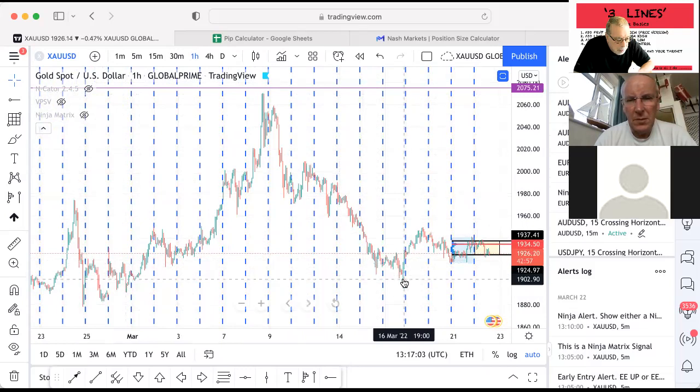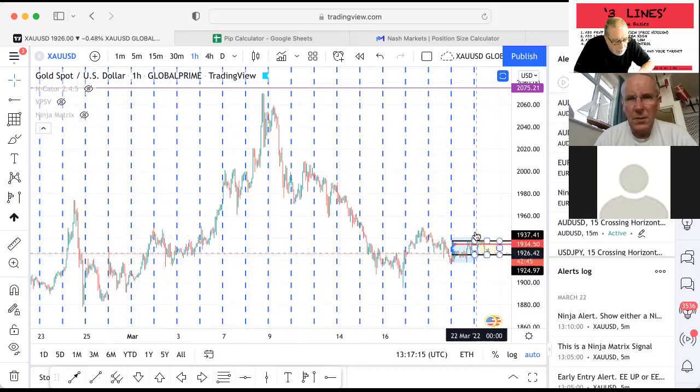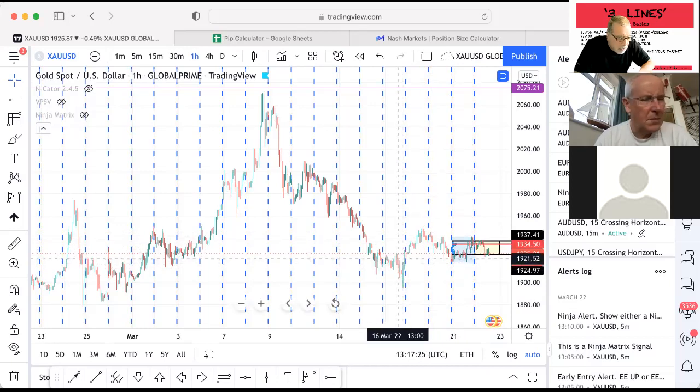This was the lowest low, on the 16th of March. So that was last Wednesday, I believe. And then it started to come back up, but it's really in quite a lot of consolidation. If you look at that area there, it is still consolidating around that area.